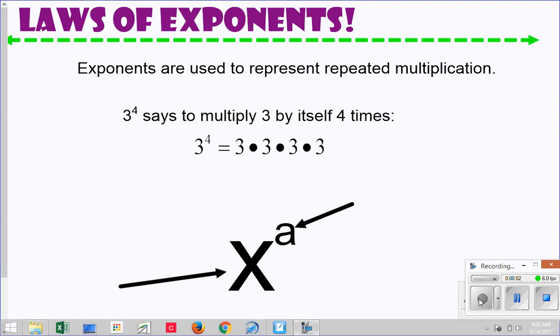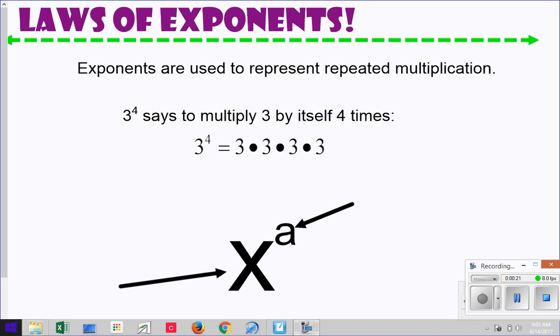Okay, I'm going to review some exponent laws with you. So first of all, let's refresh our memories on what exponents are. Exponents we use when we're representing repeated multiplication. For example, if I have 3 to the 4th, that means that I'm multiplying 3 by itself 4 times: 3 times 3 times 3 times 3.